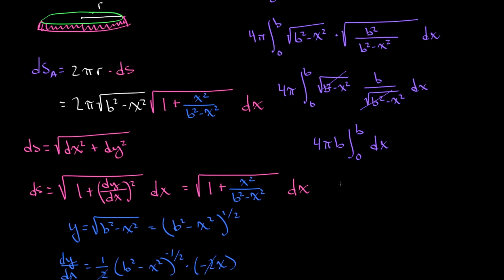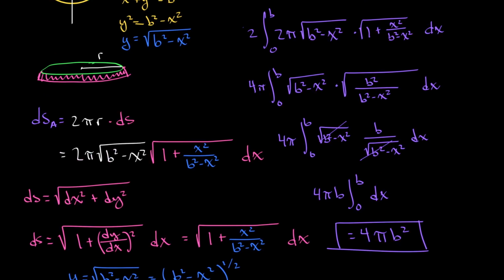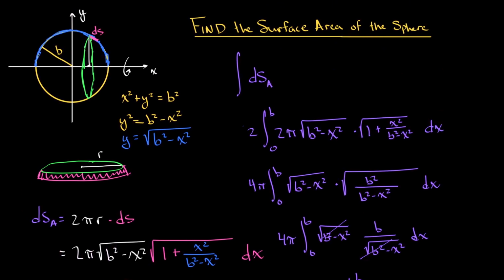And now, solving this, we're just going to write down the answer. This is 4 pi b squared, right here. This right here is our surface area. And maybe you knew the formula for the surface area of a sphere. It's 4 pi r squared. And you can see we just confirmed that here.